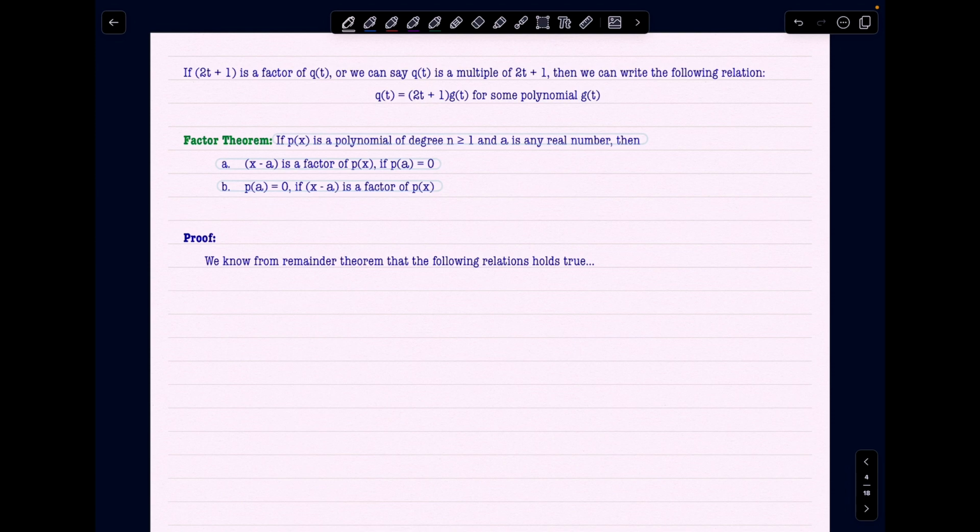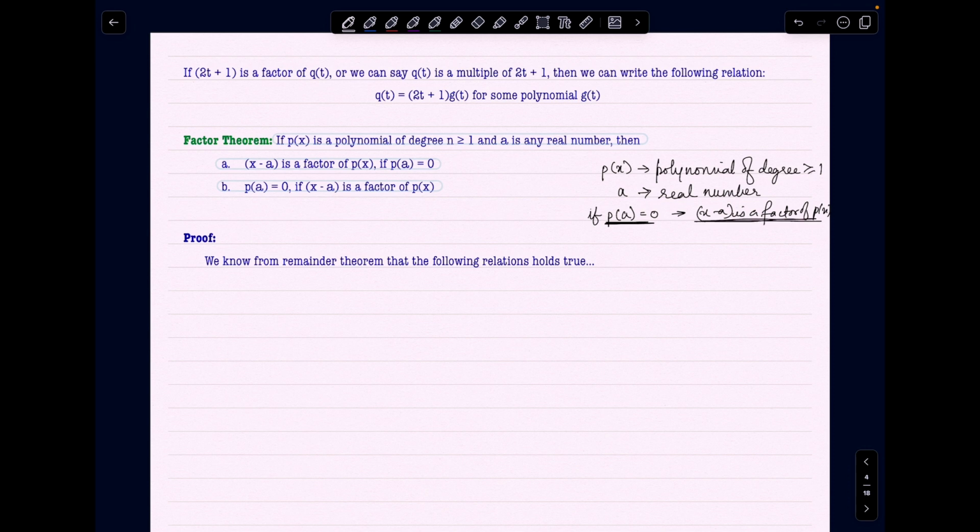In other terms, we are taking p(x), a polynomial of degree greater than or equal to 1. a is any real number. It is saying that if p(a) equals 0, then we can write x minus a is a factor of p(x). Understood? If this condition is satisfied, if p(a) equals 0, then we can say x minus a is a factor of p(x).